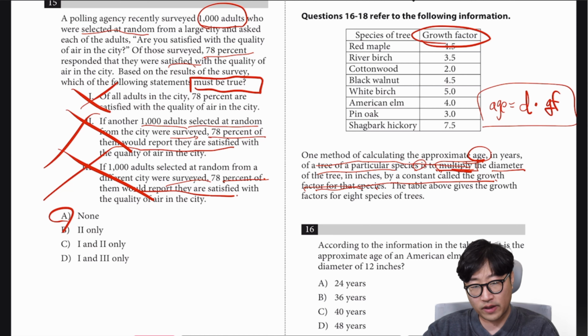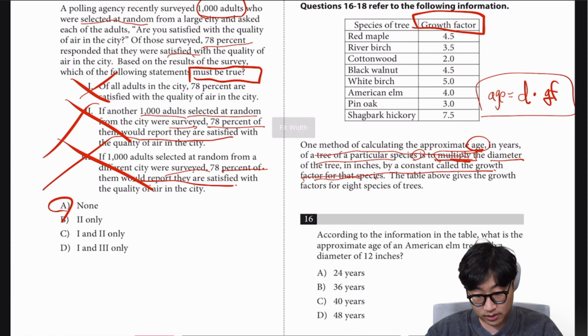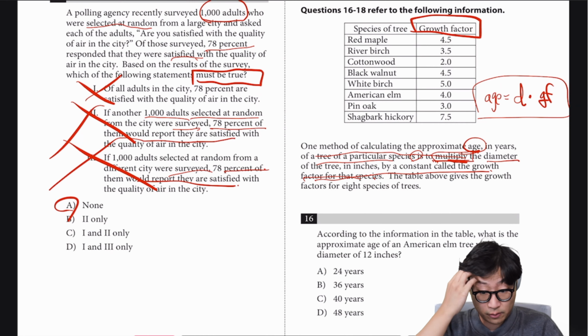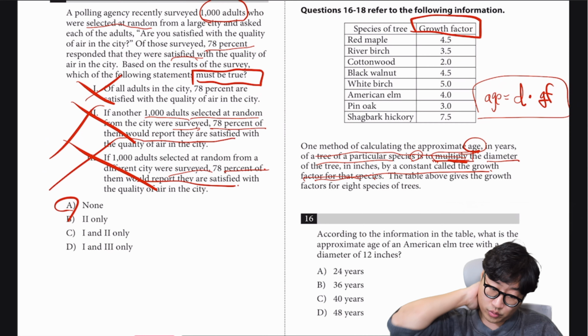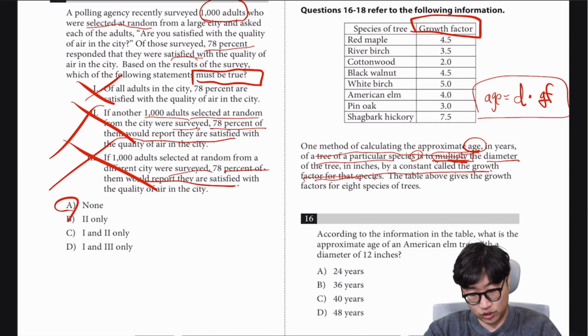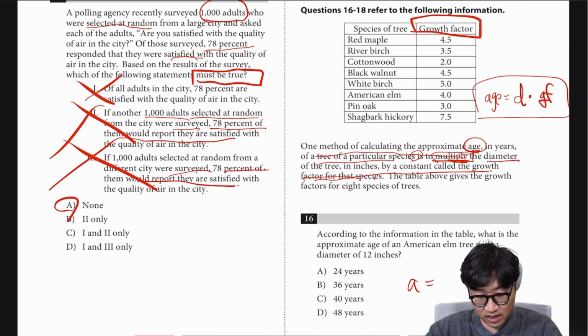But these are the growth factors that you're given in the table. So let me just go ahead and jump into the questions. Number 16, according to the information in the table, what is the approximate age of an American elm tree with a diameter of 12 inches? Okay, so age is equal to diameter, which they gave me, 12. And then the American elm tree, I go right there. That's a 4 for the growth factor. So just put that 4, and there you have it.